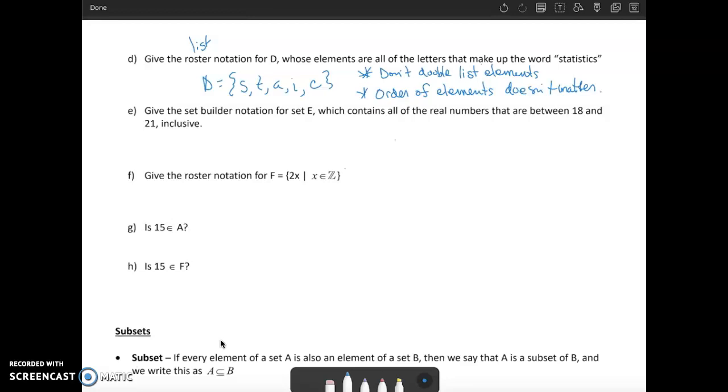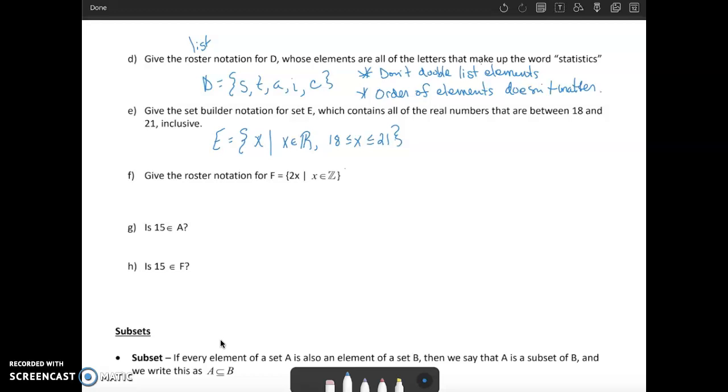Oh no, another set builder one. Give the set builder notation for set E, which contains all of the real numbers between 18 and 21 inclusive. Okay, so we have to build this set. It's the set of all x's such that, if they say it's real numbers, then you're going to want to include that x is an element of the reals. And these are all the numbers between 18 and 21 inclusive. They've used that word inclusive, which means we're going to include both of those endpoints. So I would write something like 18 is less than or equal to x is less than or equal to 21. So that would include both of those values.